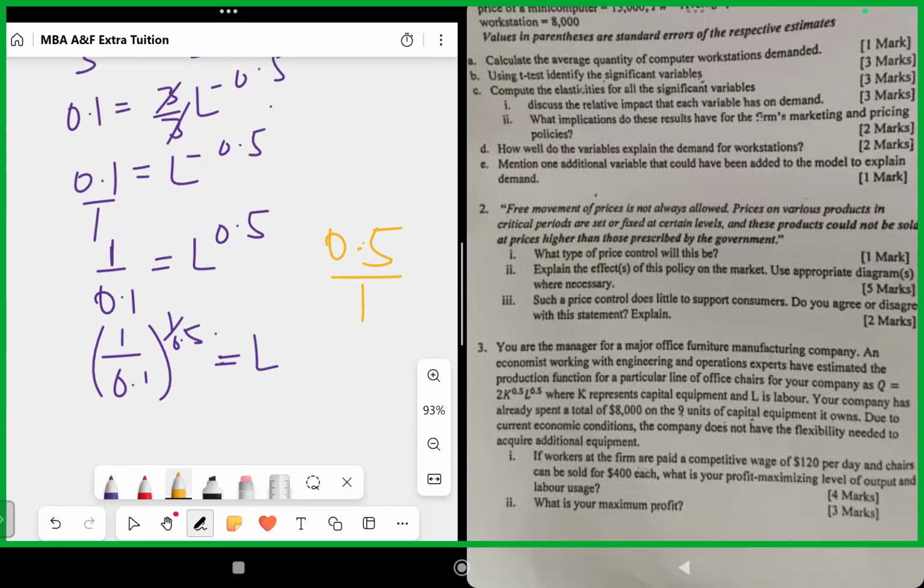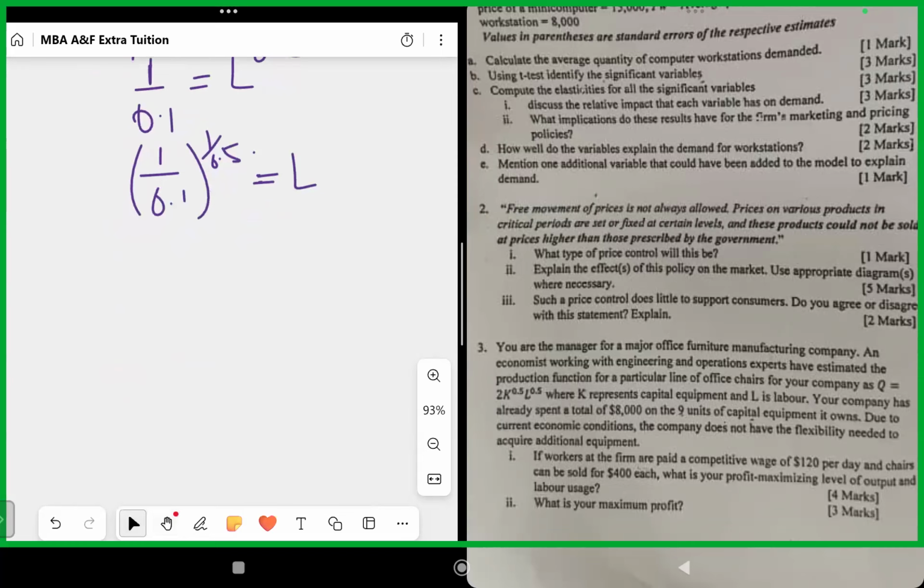Are you good? Yeah, I'm following. So this 0.5, which is the L exponent 0.5, when I switch the 0.5 to the left hand side, I just turn it upside down. The numerator becomes denominator, and the denominator becomes numerator. So the 0.5 is over 1. When I turn it upside down to the left hand side, the 1 goes up, 0.5 comes down. If it's on the right hand side, the 0.5 is up, the 1 is beneath it as a denominator. Are we good? Yeah. So on your calculator, compute 1 over 0.1 exponent 1 over 0.5.